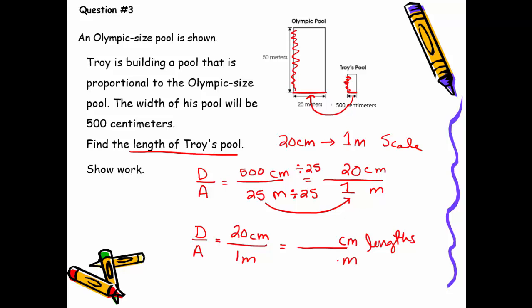Again, centimeters to meters. They tell me the actual pool is 50 meters. They give me that information. I'm going to use that information to help me find out how many centimeters Troy's little mini pool will be.